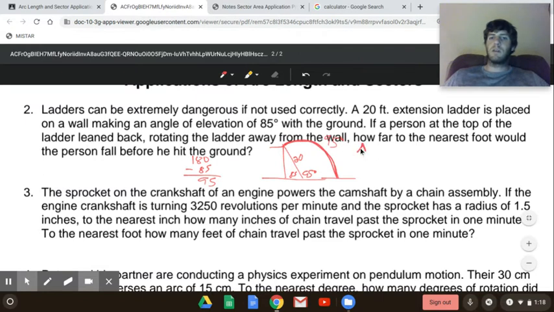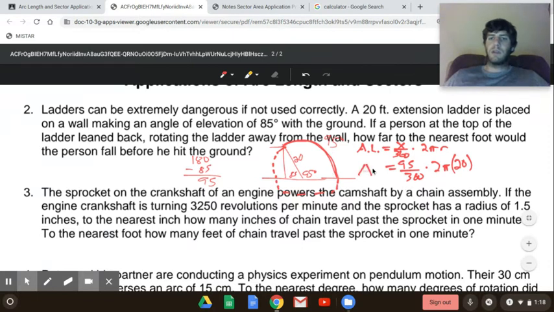We know arc length is equal to x over 360 times 2 pi r. Our central angle, or the measure of our arc, is 95. So it's 95 out of 360 times 2 times pi, and then our radius is 20. The length of the ladder is 20. That's the radius of our imaginary circle. We have an imaginary circle: 95 degrees out of 360 times 2 pi r.